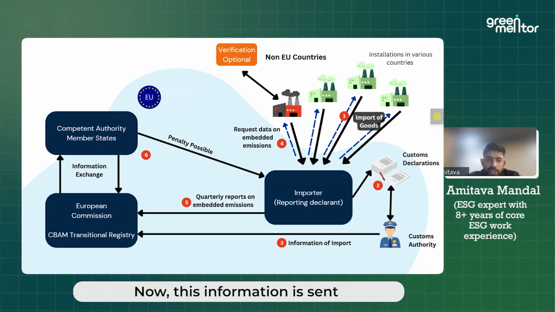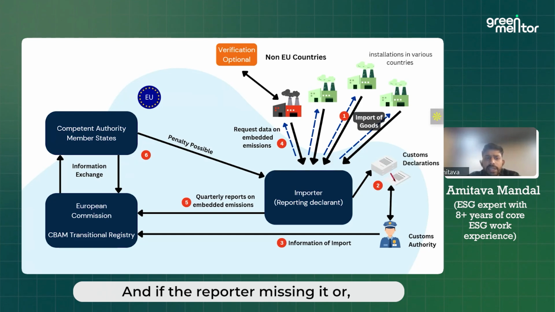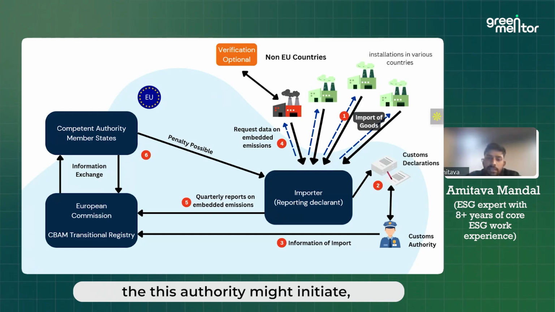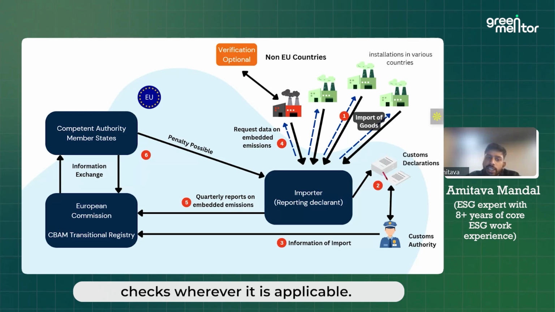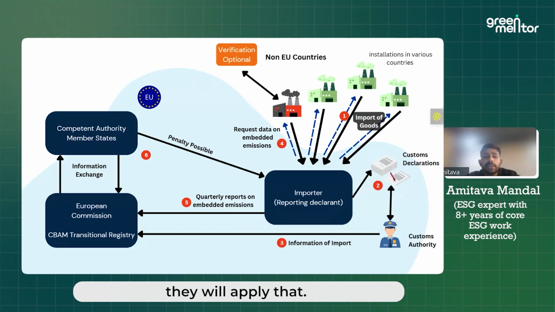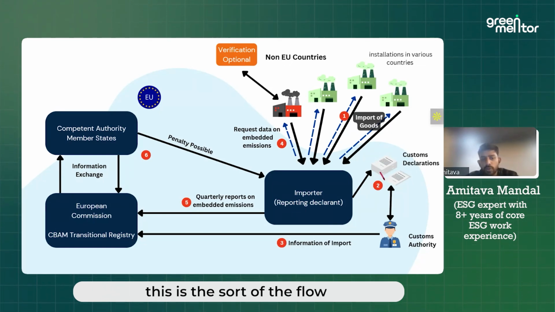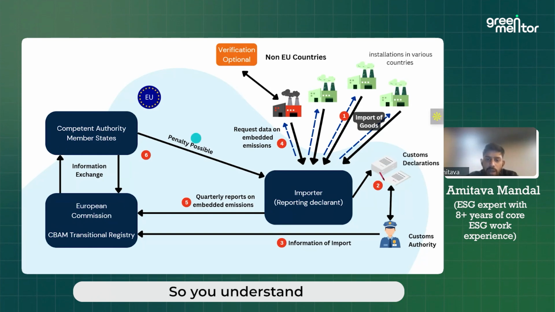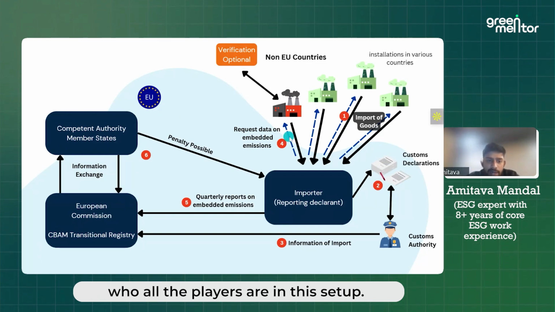Now, this information is sent to the member state's competent authority, and if the reports are missing, late, or inaccurate in some cases, this authority might initiate checks wherever applicable, and if there is any potential for penalties, they will apply that. Now, this is the sort of flow during the transitional phase, right?